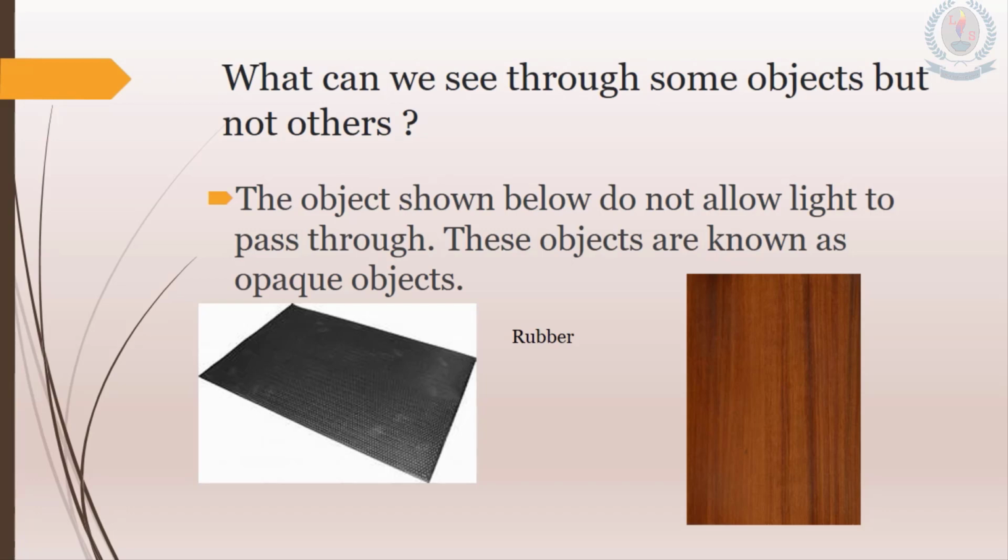What can we see through some objects but not others? The objects shown below do not allow light to pass through. Let's learn more about that. Different objects allow different amounts of light to pass through them depending on the type of material they are made of. So here you can see a mat of rubber and wood.